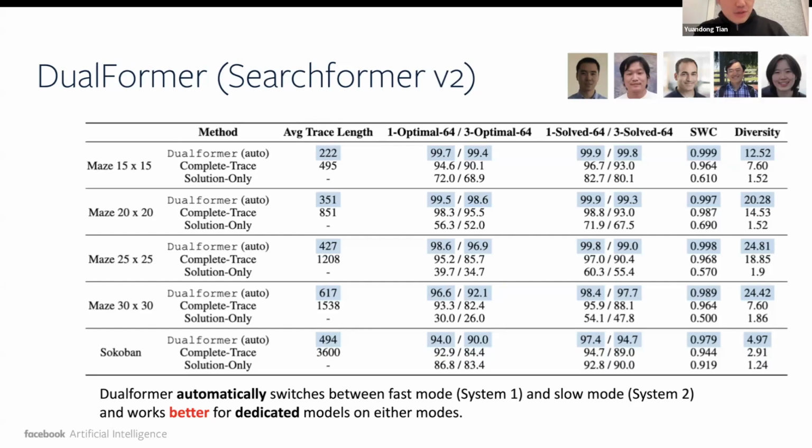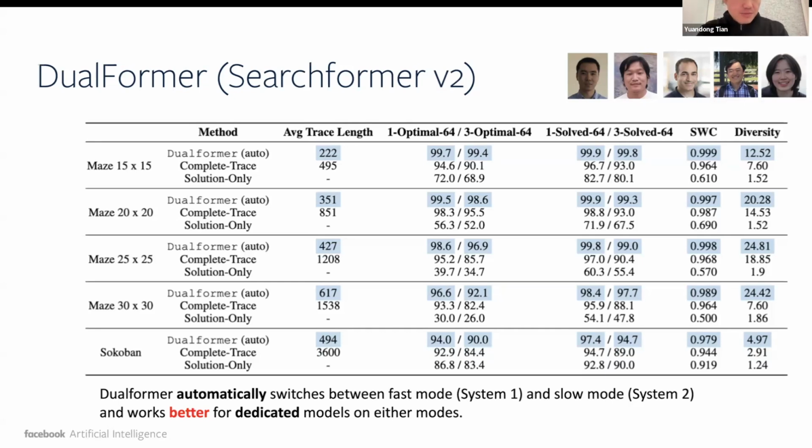But now this paper shows that if you have the right mixture of data, then all of a sudden you can have a system that will automatically switch between these two modes. Sometimes it will give you a fast mode by directly outputting the outcome. Sometimes it will give you slow mode by first thinking through the search process and then giving you the outcome of the final plan. Right. So you can have a model that can do both and do better than either direction.